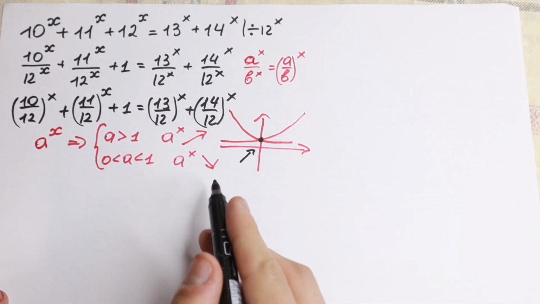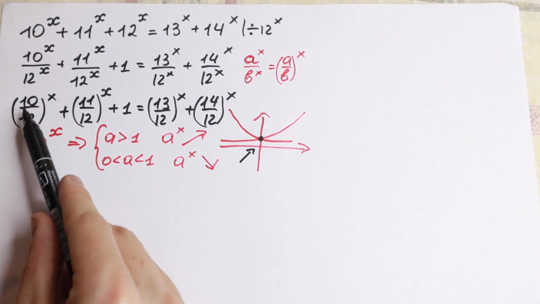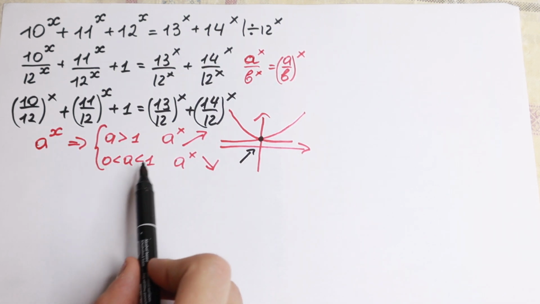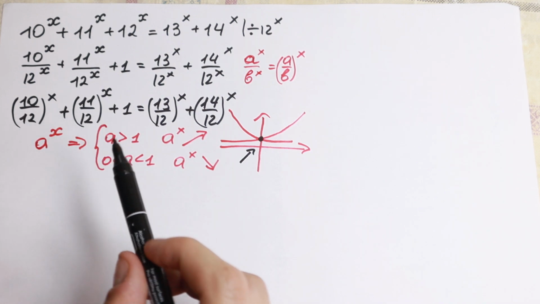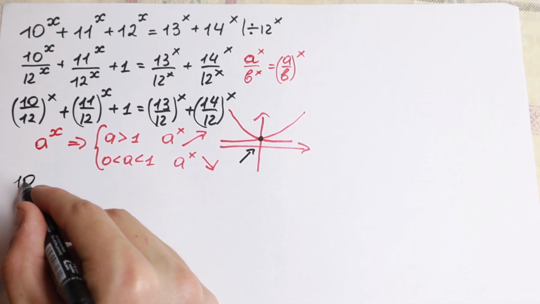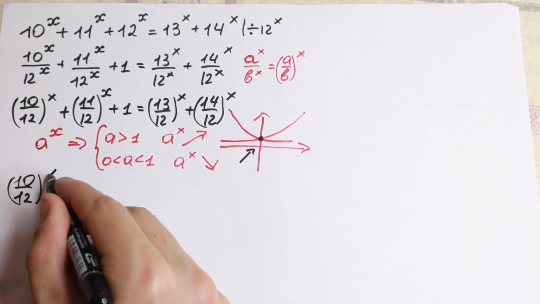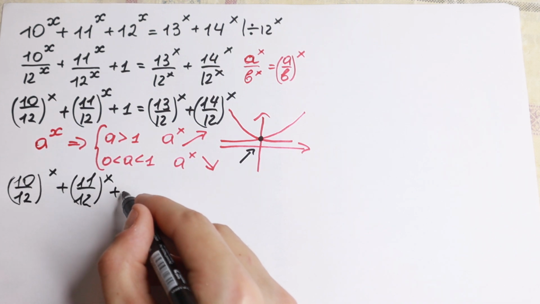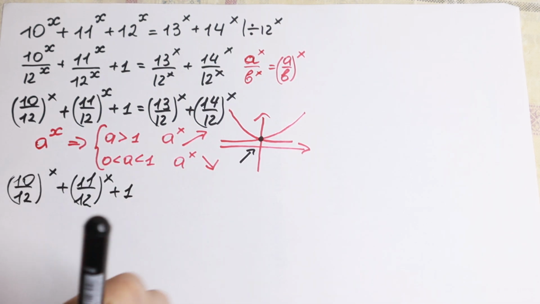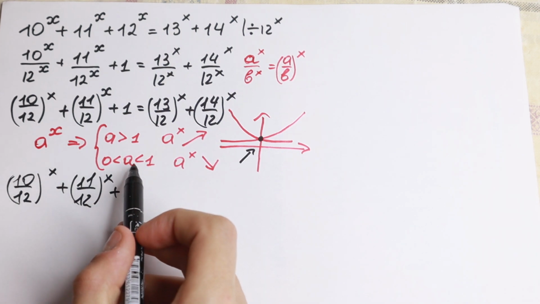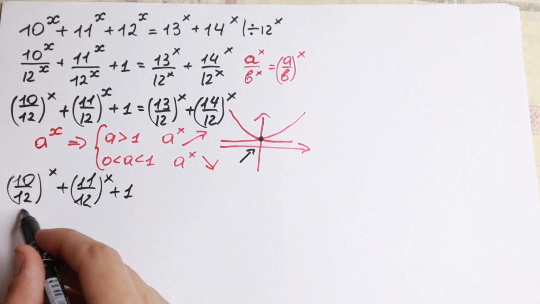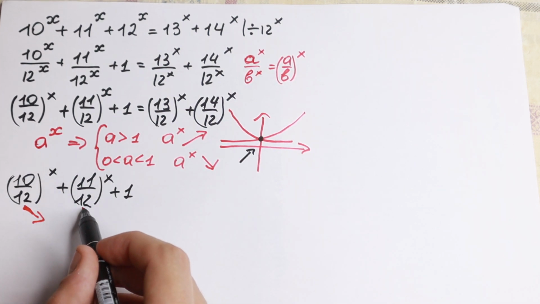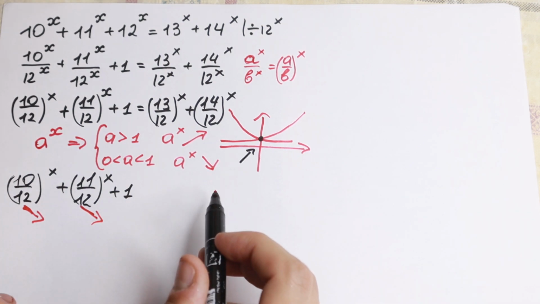So let's think a little bit about this element. Right here we have (10/12)^x. So this base is less than 1, and right here this base is less than 1. So I write this once more: (10/12)^x plus (11/12)^x plus 1. For the function (10/12)^x, where a is less than 1 and greater than 0, this function is decreasing. 11/12, the same situation, this is a decreasing function, and right here we have a constant.